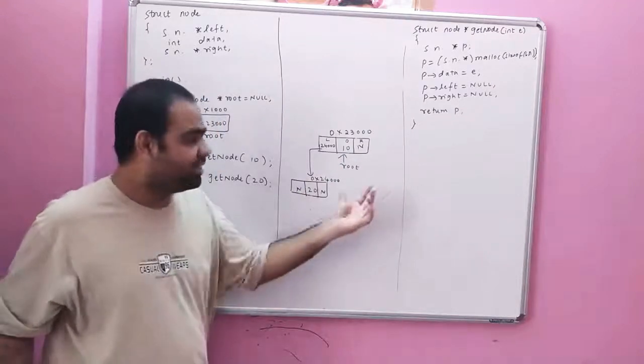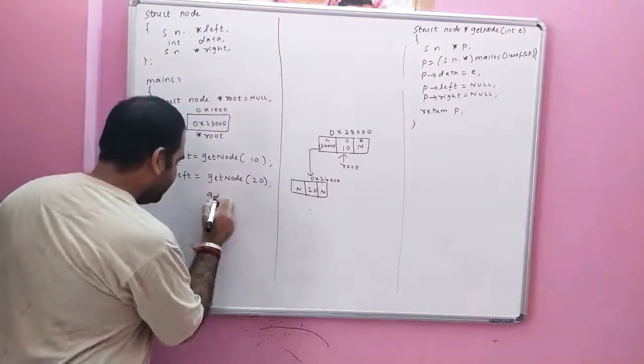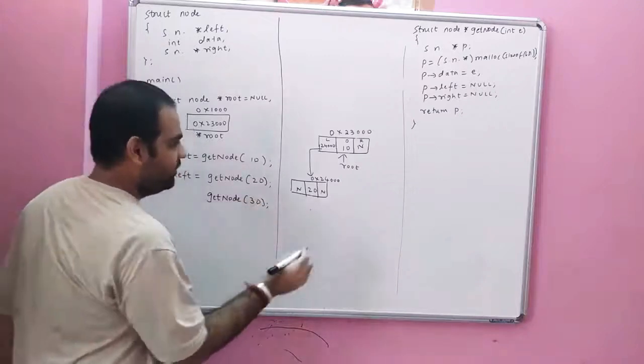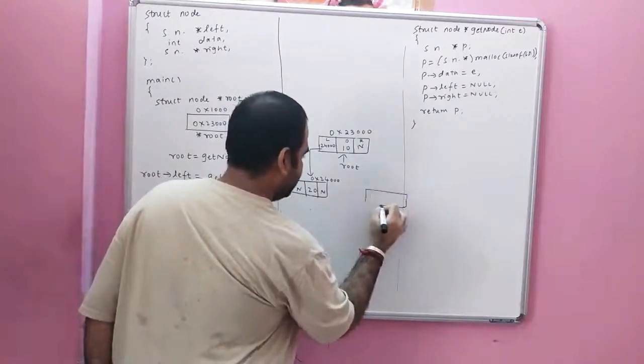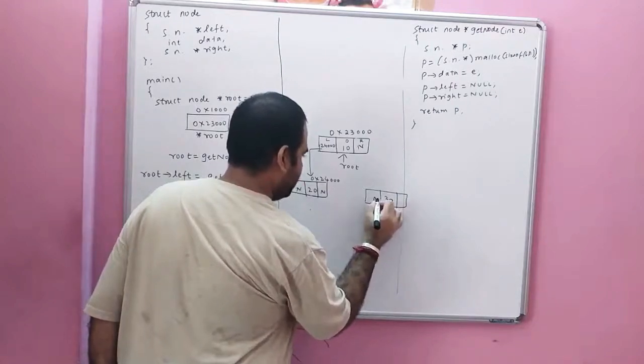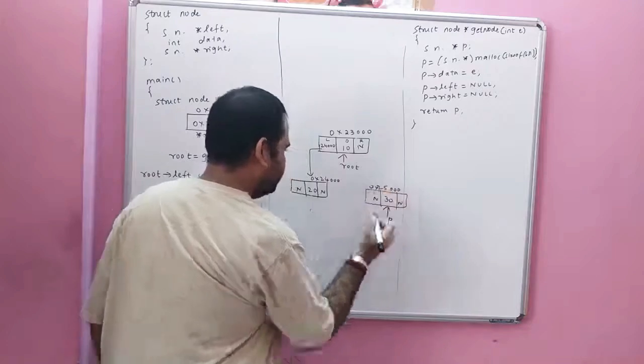Suppose I want to make 30 as right child of 10. How do you write it again? We say get a node of 30. Now what will it do? It will create a node. Suppose this is the node that is being created. P arrow data is E, p arrow left is null, p arrow right is null. Suppose the address of this is 25,000.